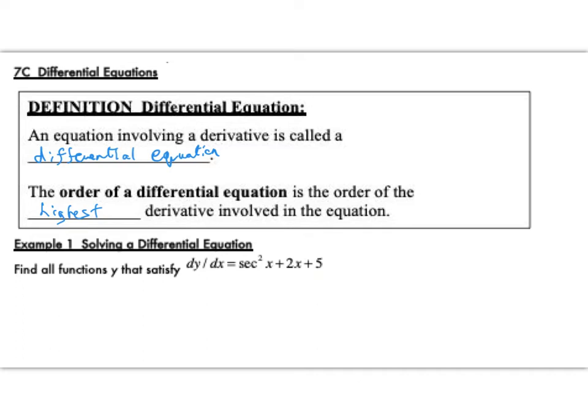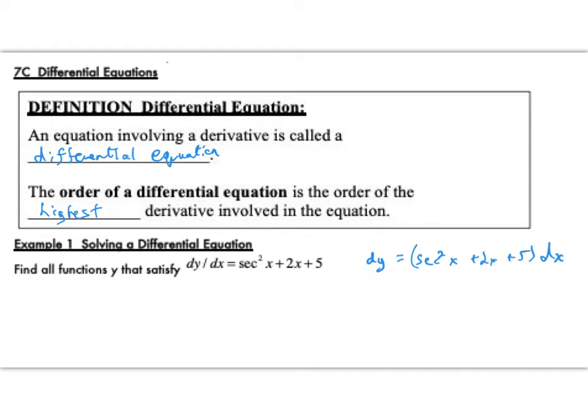Okay, now the way to tackle this, first of all, is we're going to separate our variables. We're going to get all of the things involving y on one side and all of the things involving x on the other. So that means I'm going to have to multiply both sides by dx. So I'm going to get secant squared of x plus 2x plus 5, and this is all being multiplied by dx. Okay, now at this point, in order to solve this equation for y, because that's what we need to do, I need to get rid of that differential, and that differential right there too.